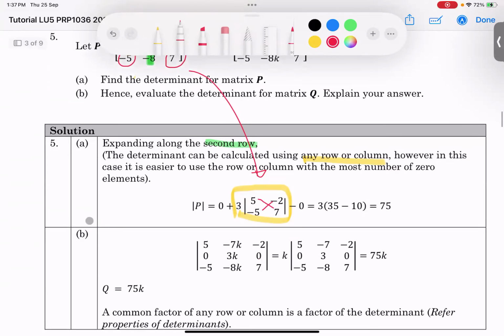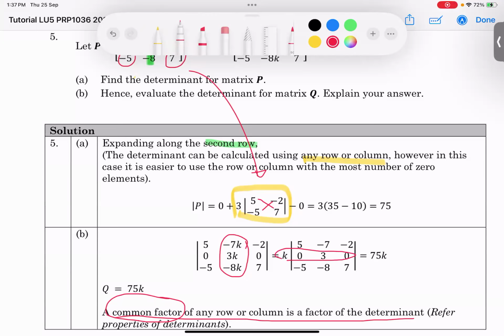Meanwhile, when you do question B, actually it's quite similar to question A. It's just that they have extra algebra at the second column here. Okay, so the answer is 75K. So a common factor of any row or column is a factor of the determinant. So this one is actually trying to explain the idea of common factor. Common factor normally refers to one row only.